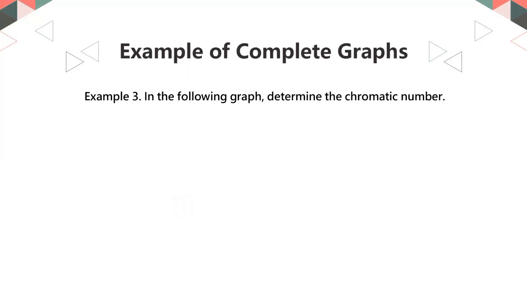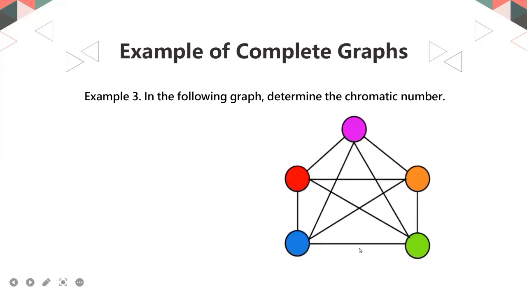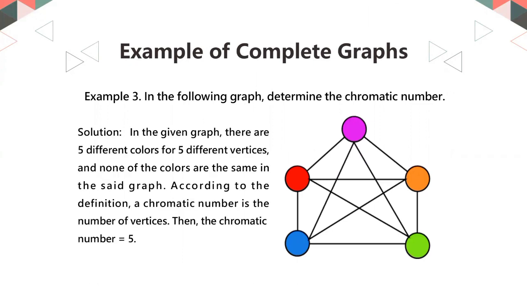Another example of complete graphs. This is a complete graph, K5. So in the given graph, there are 5 different colors, 1, 2, 3, 4, 5, for 5 different vertices, and none of the colors are the same in the same graph. So according to the definition that the chromatic number is the number of vertices, since the graph has 5 vertices with 5 different colors, the chromatic number is equal to 5.